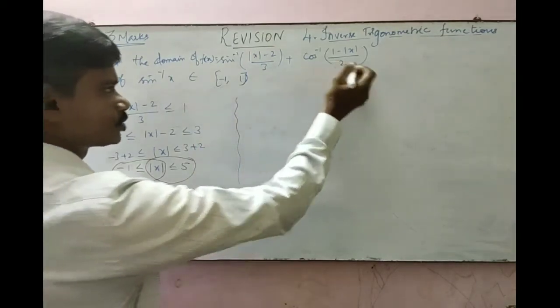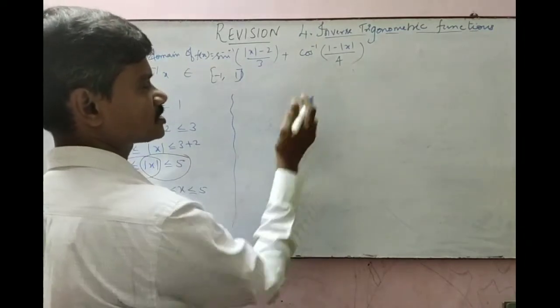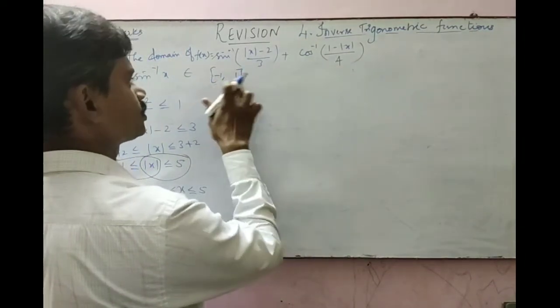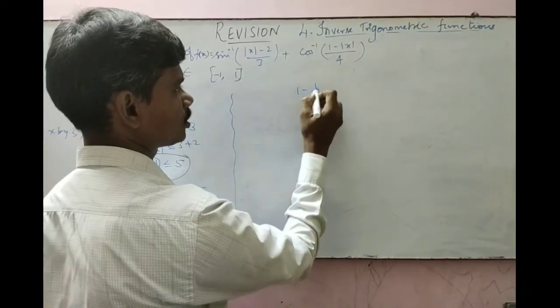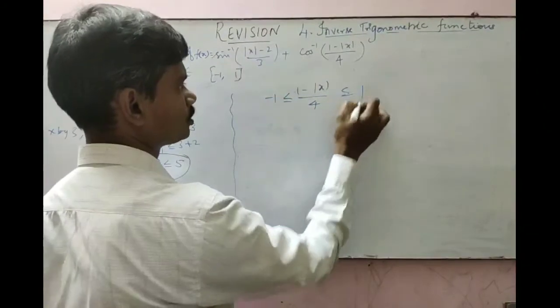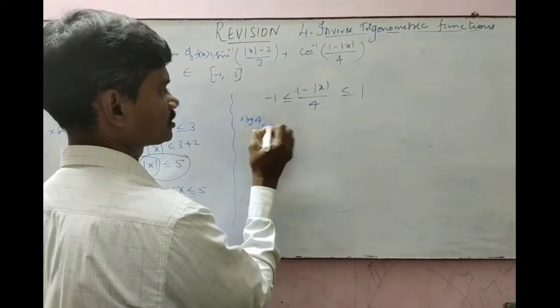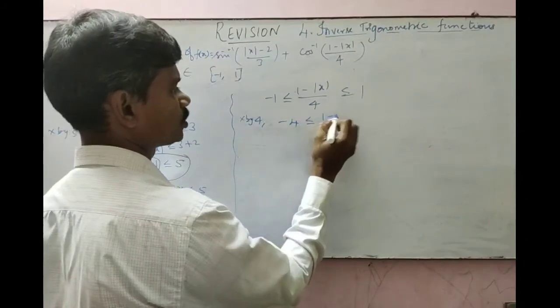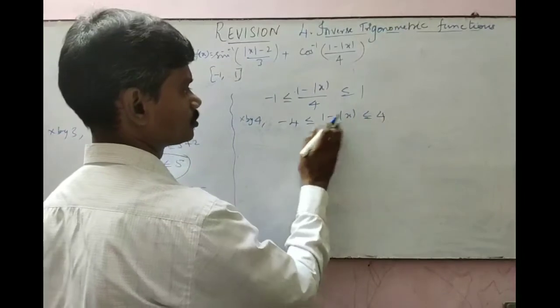Now we will move on to the cos inverse of x. The domain of cos inverse of x also lies between minus 1 to plus 1. So I am going to consider 1 minus modulus of x by 4 lies between minus 1 to plus 1. If I multiply by 4, I will get minus 4 less than or equal to 1 minus modulus of x less than or equal to 4.